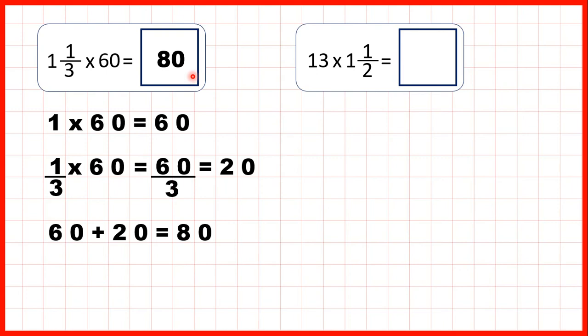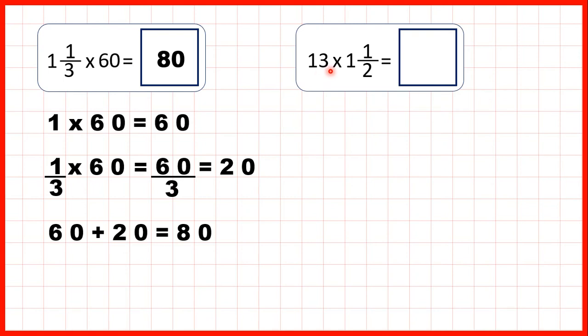So that's our answer. So notice sometimes when you multiply a mixed number by a whole number, you still get a whole number as your answer. And we have that because 60 divided by 3 was exactly 20 with no remainder.